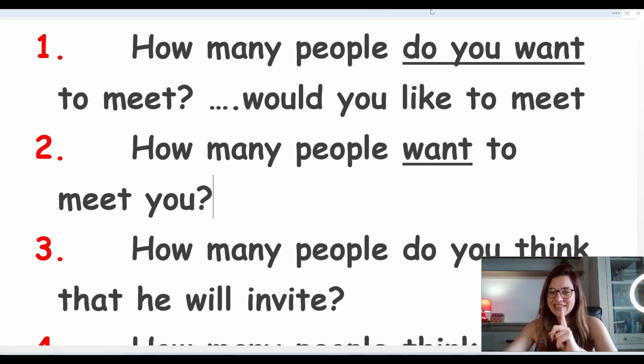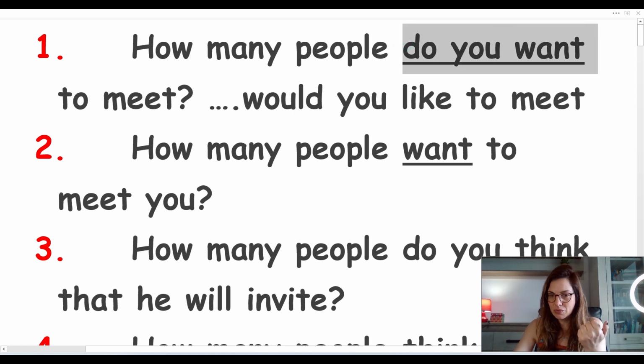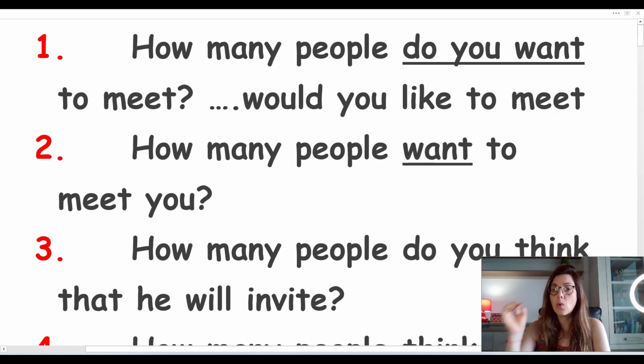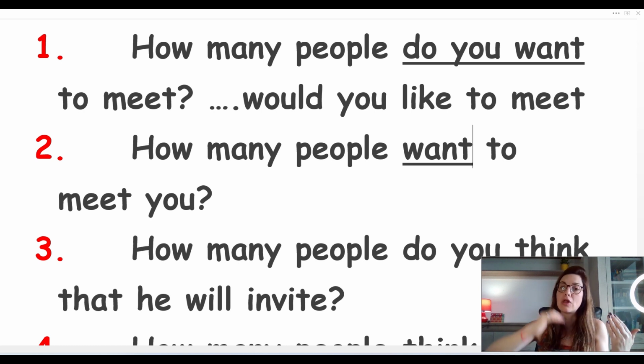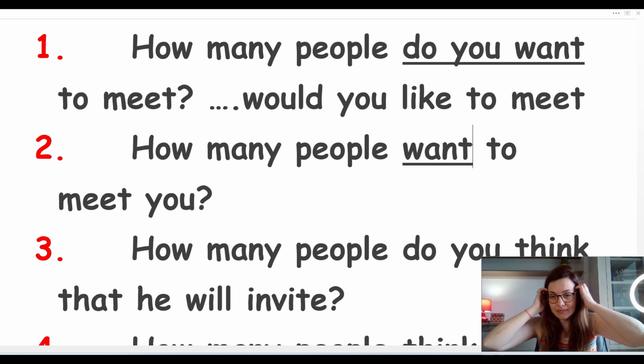You see what's interesting here? In question number 1, we had, do you want to meet? In question number 2, we have only the main verb, want. No do, no you. So there is no subject in this question, and therefore there is no auxiliary verb. How many people want to meet you is a subject question. And then we don't use an auxiliary verb here, okay? Let's try with another one.